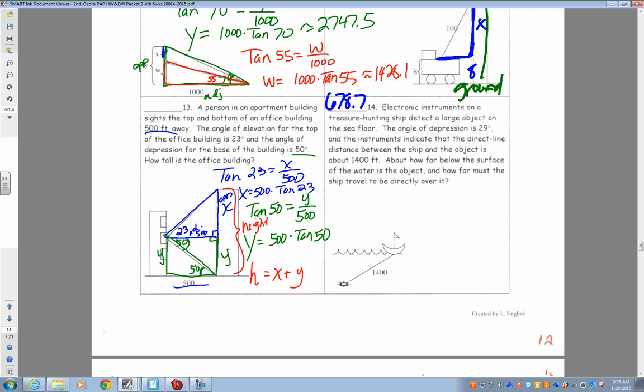It's over 800. 808.1. That is correct. That's the total answer for the height.